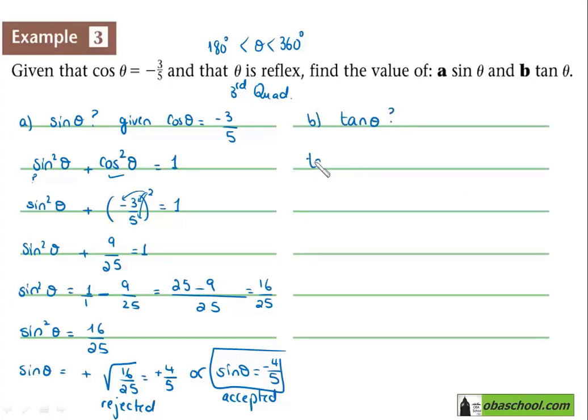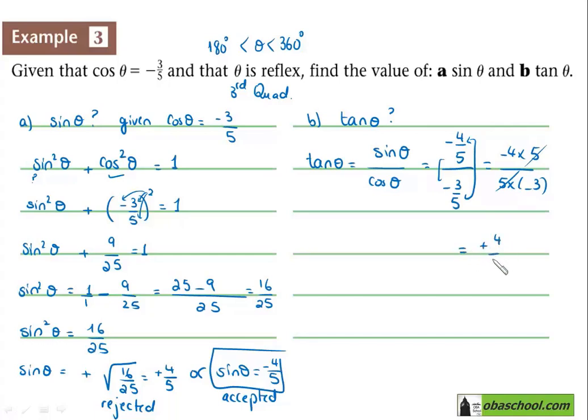We need to find tan theta. Tan theta is sine theta over cosine theta. We already have the two values, so we substitute. This is minus 4 over 5 divided by minus 3 over 5. So, minus 4 times 5 over 5 times minus 3. Now we simplify. The answer is plus 4 over 3. This is the value of tan theta.